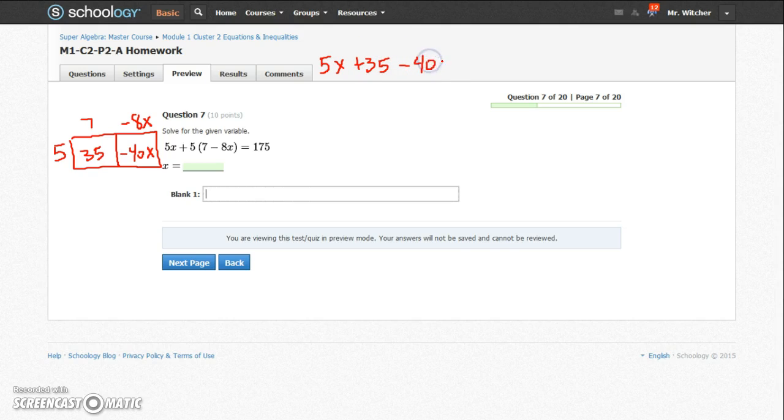Minus 40x equals 175. And I'll combine like terms. Here's an x term. Here's an x term. So I have 5x minus 40x, which is negative 35x, plus 35, equals 175.